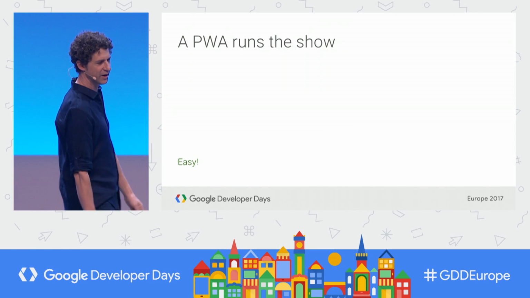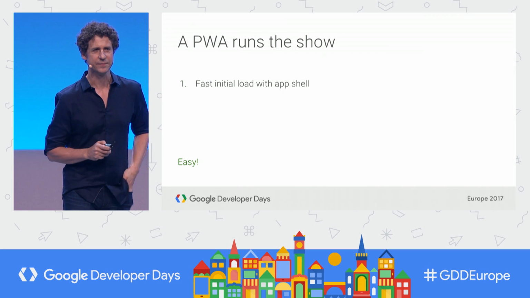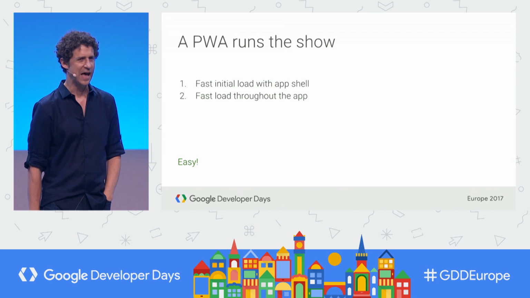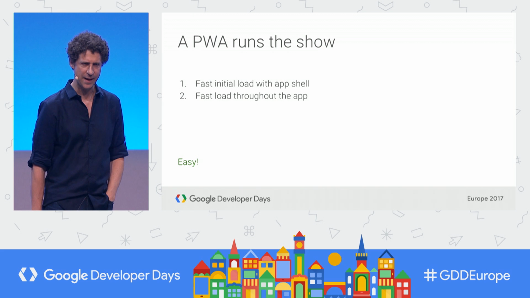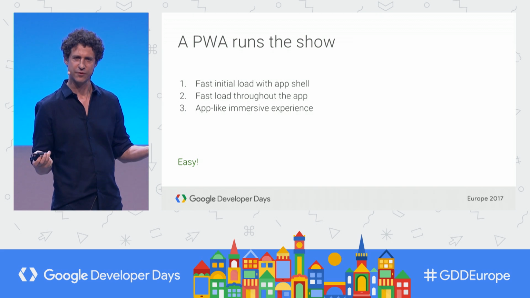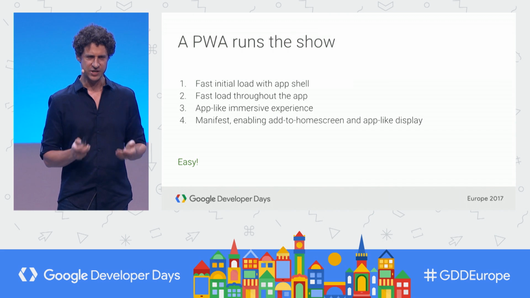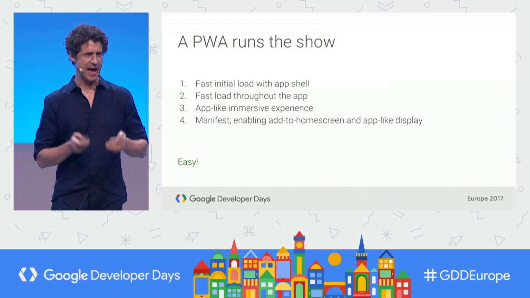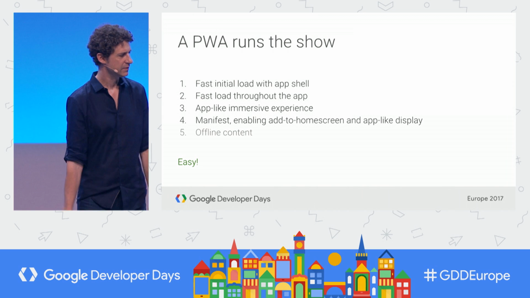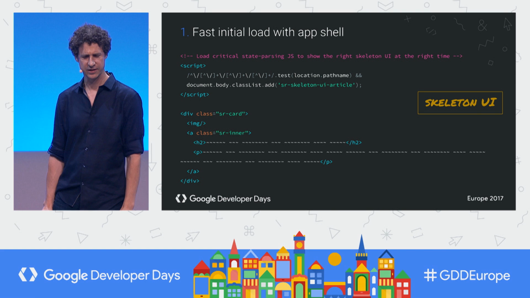And then, all around that is a nice progressive web app, which has the kind of features you want from progressive web apps. It loads quickly with an app shell. As the app moves around, as you navigate through the app, things go on loading quickly. The experience is immersive throughout, like an app would be. You have the possibility on Android of adding to the home screen and an app-like display, taking away the whole URL bar. And content is available also offline. How do those things work?